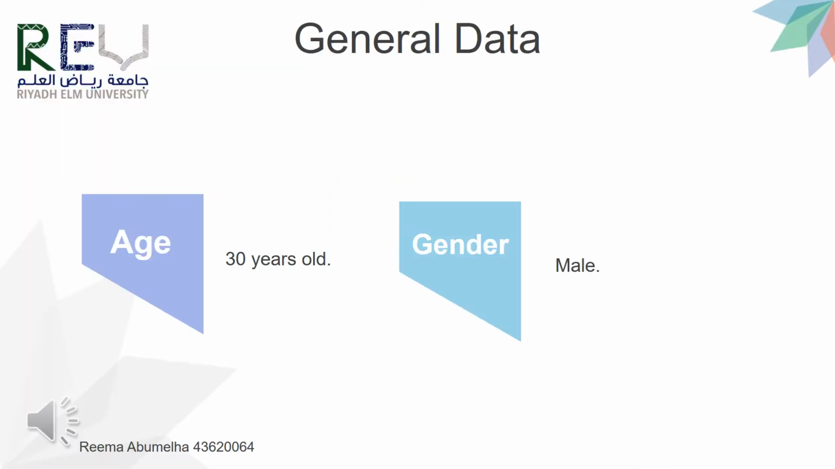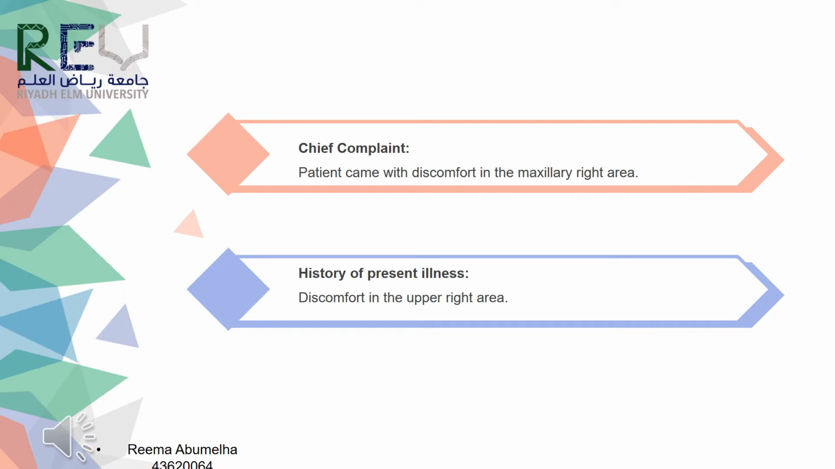I will start talking about the general data. Patient's age is 30 years old, gender male. Patient's chief complaint: he came with discomfort in the maxillary right area. The history of present illness: there is discomfort in the upper right area.